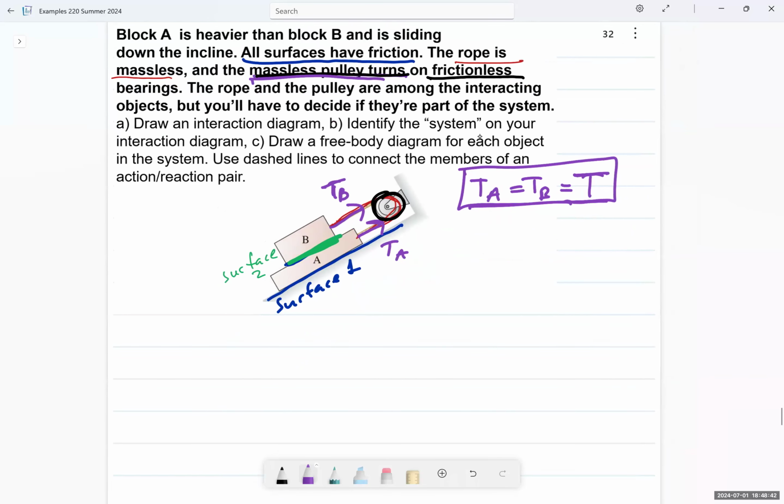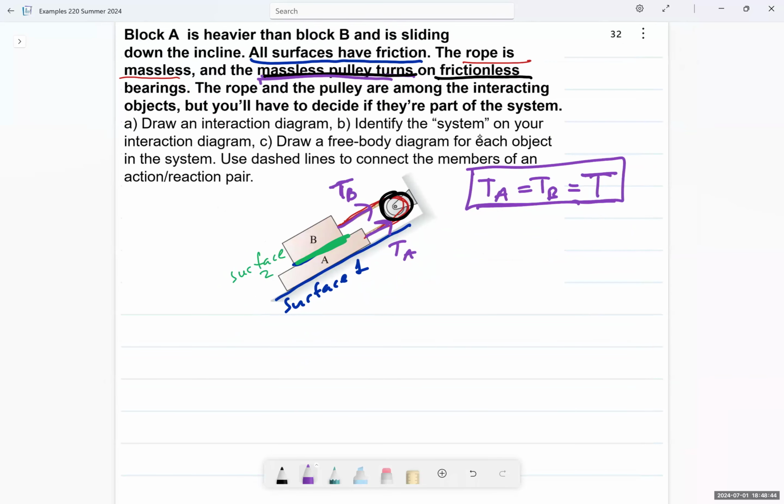So remember, the idea is A is going to be accelerating down because it's heavier. So there's going to be acceleration of A, which is in the downward direction. B is then going to be accelerating up because, if A is going down, B will be going up. So what we're going to do here is try to find a way to represent all of this from the point of view of interaction diagrams and free body diagrams and things like that.